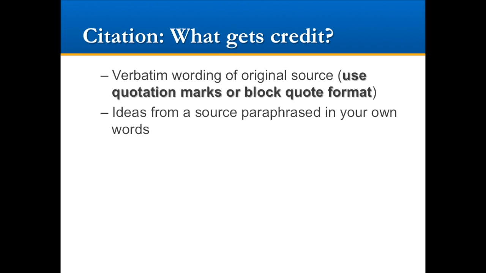Another thing that hasn't changed is what gets credit in your paper. You must indicate verbatim wording of an original source by placing that text in quotation marks or in a block quote. You must also credit ideas from others that you paraphrase in your own words. All this is discussed in your book and in the exercises about quotation, paraphrase, and summary.